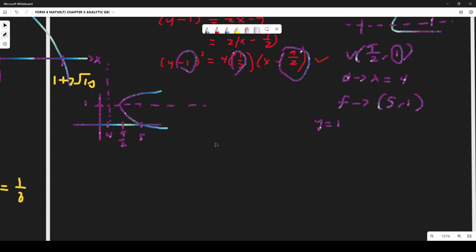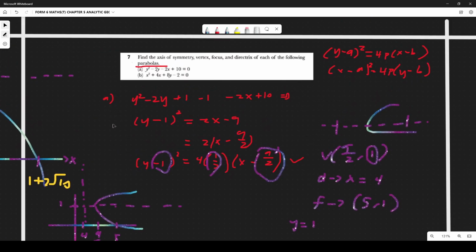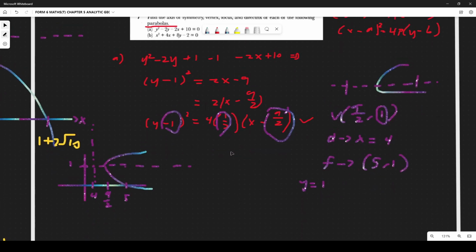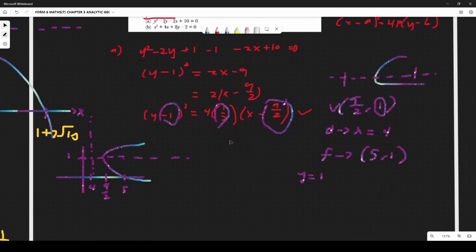Okay, next. How about you guys try question B? Question B is x squared minus 4x plus 8y minus 2 equals 0. Okay, have a try with this question. I'll give you guys maybe 3 minutes. Try this out. Don't need to sketch. Just give me the information. That should be enough.